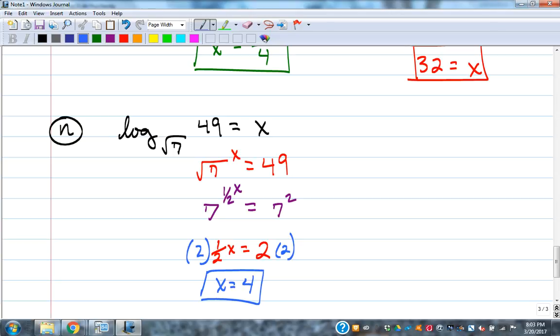So first you're saying 7 to the 1/2 x is the same thing as the square root of 7. Yes, that's exactly what we're saying. We're saying that the square root of 7 to the x power is a different way of saying this. That is exactly what we're trying to do.